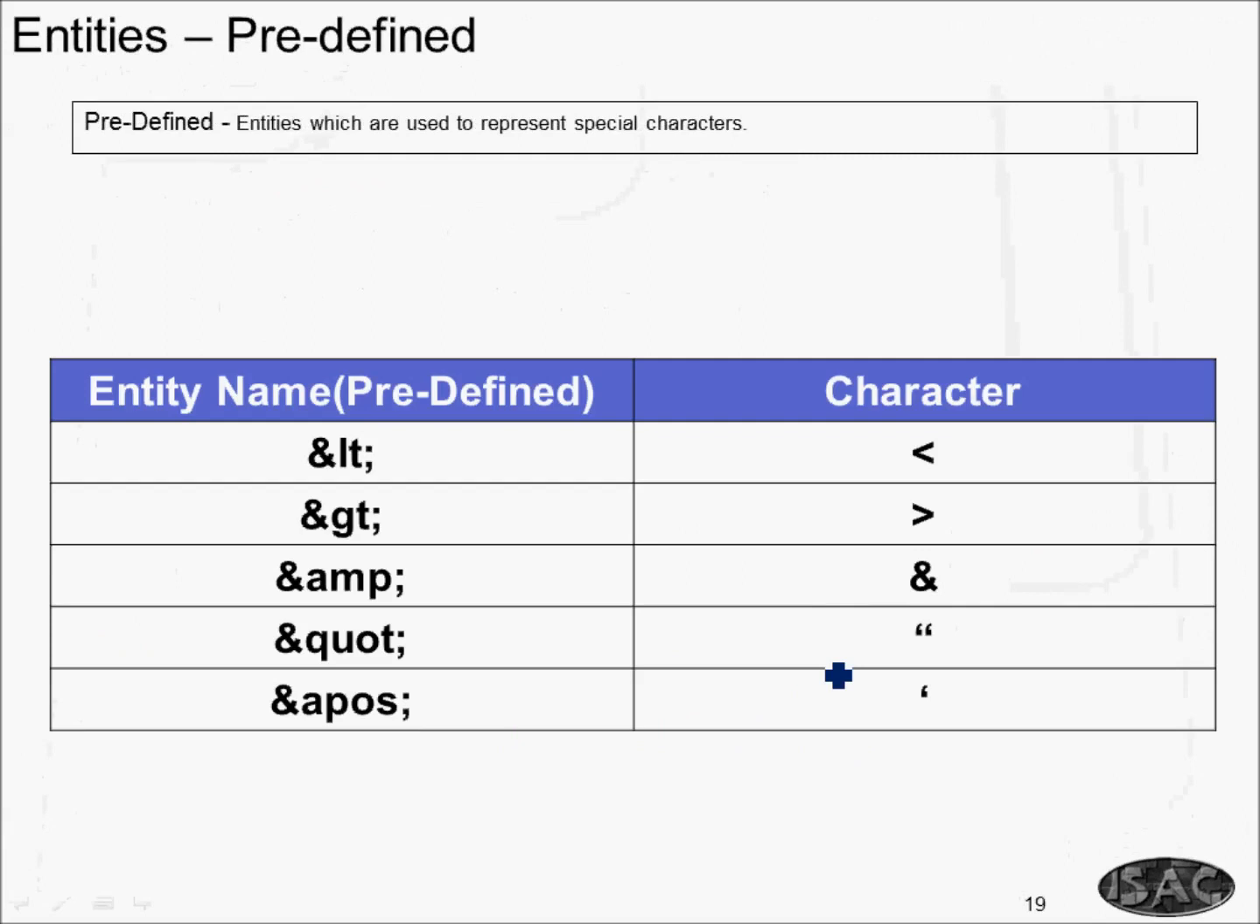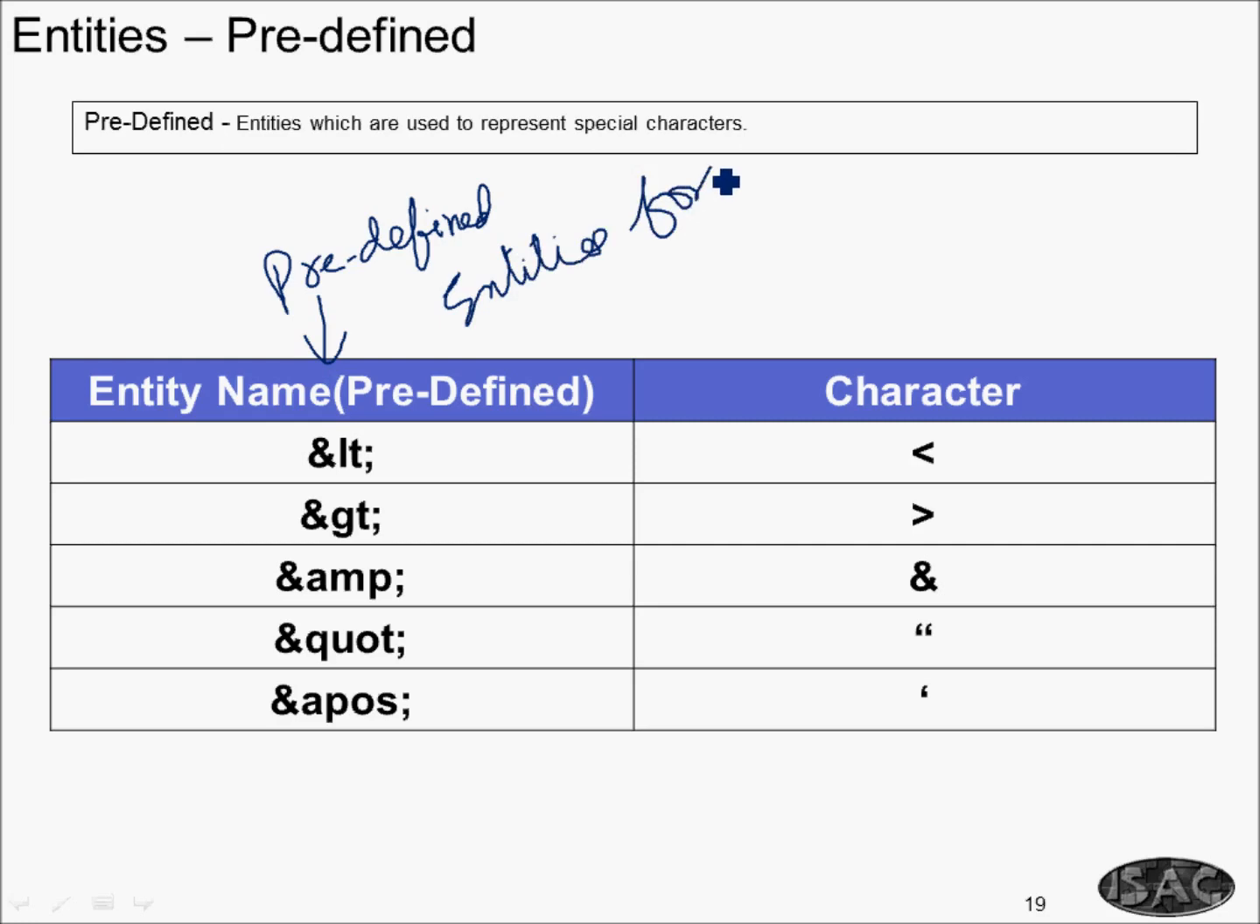What are predefined entities? As I mentioned earlier, for less than, greater than, ampersand and all, these are predefined variables or entities. Predefined entities for special characters.